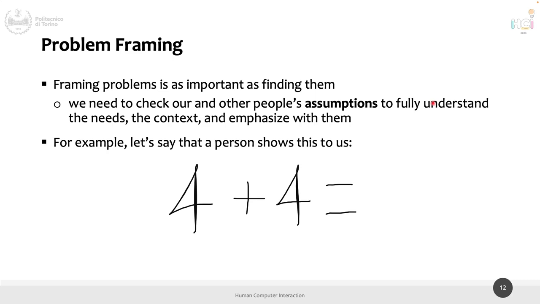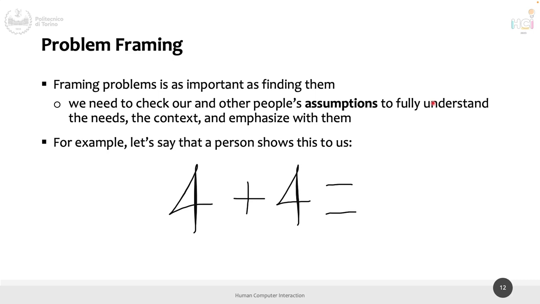Let's imagine that you do an observation or an interview, and we will discover how to do this. But at a certain point, you will be shown this picture here. What's the result? What is the solution of this problem? How many say 8? Hands up. Okay, so 80%. The other 20%?